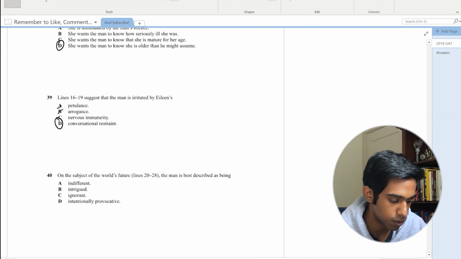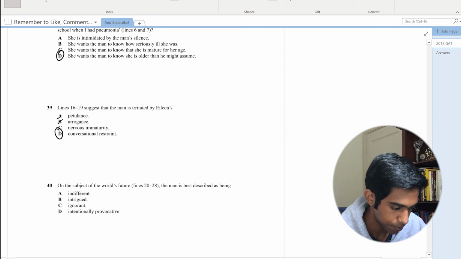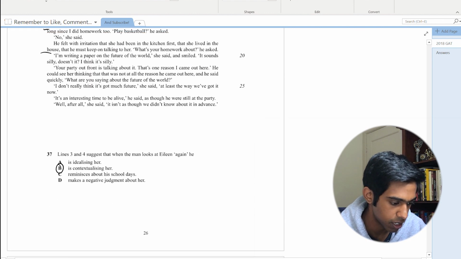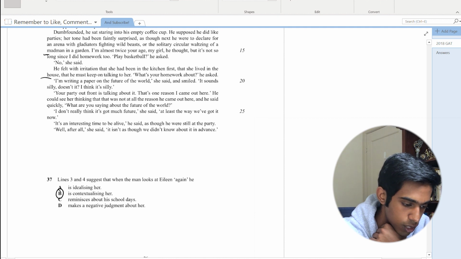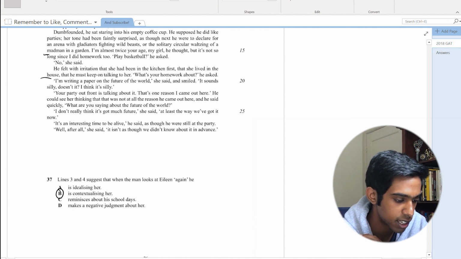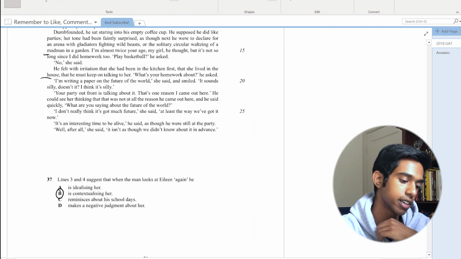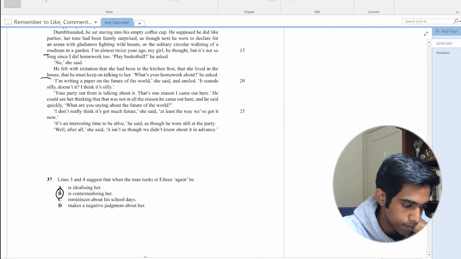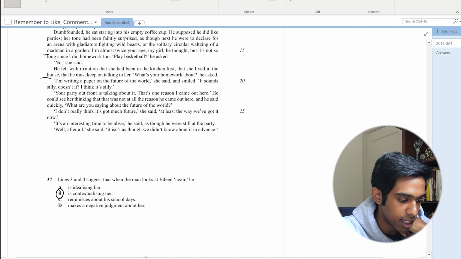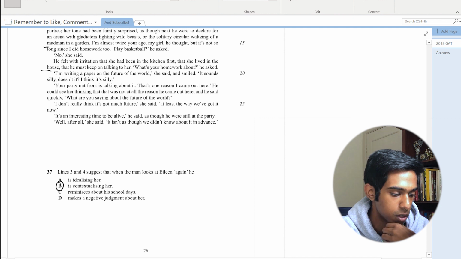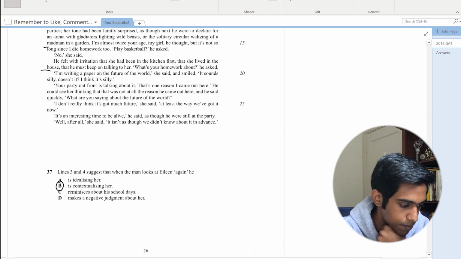On the subject of the world's future, lines 20 to 28, the man is best described as being indifferent, intrigued, ignorant, intentionally provocative. Okay, so 20 to 28. "Writing a paper on the future of the world," she said, and smiled. "It sounds silly, doesn't it?" "I think it's silly. Your party out the front is talking about it. That's one reason I came out here." So he doesn't really want to talk about the future of the world. But he could see her thinking that that was not the reason he came out here. And he said quickly, "What are you saying about the future of the world?" So it seems like he actually is thinking about it.